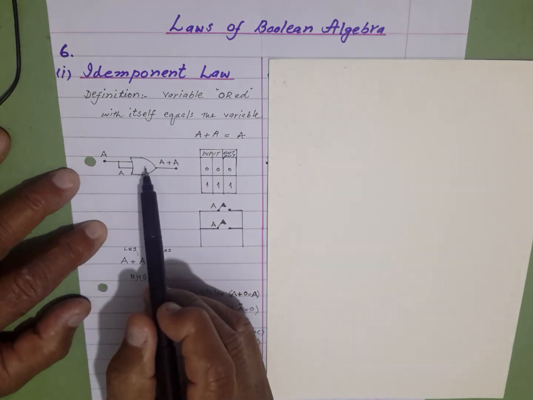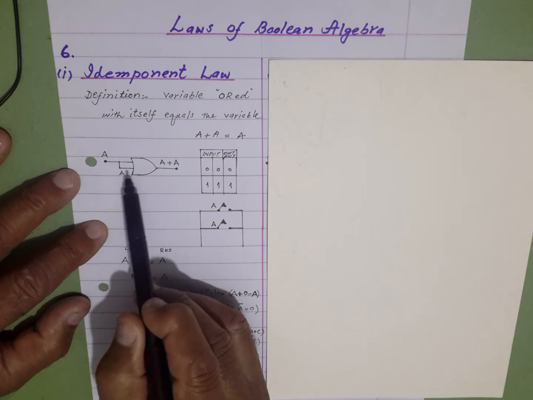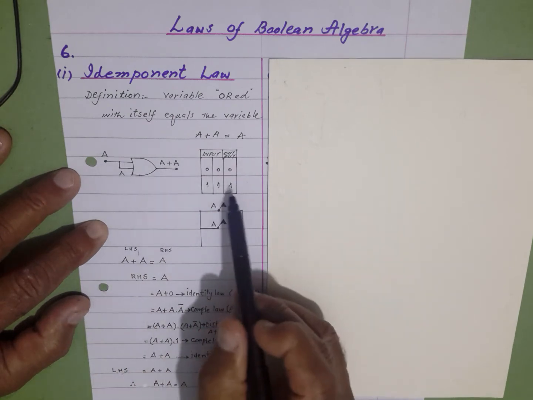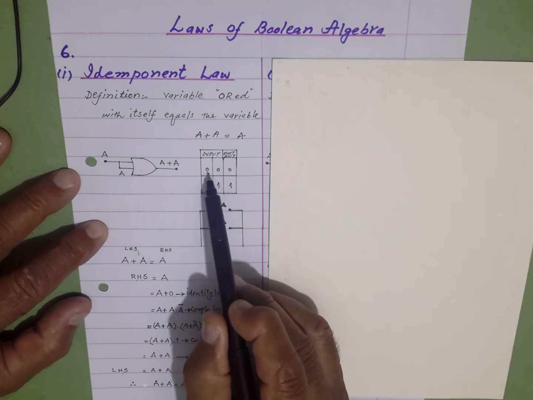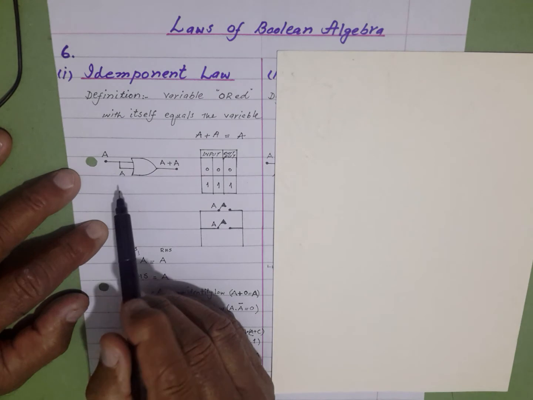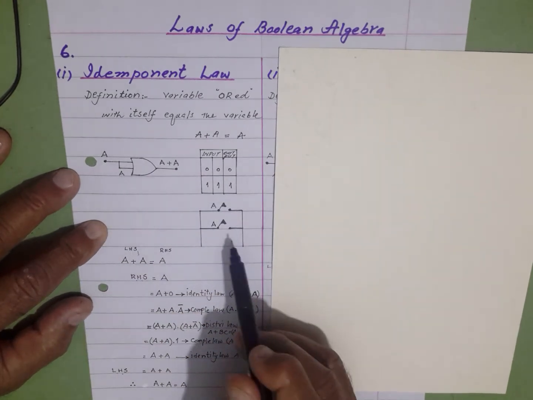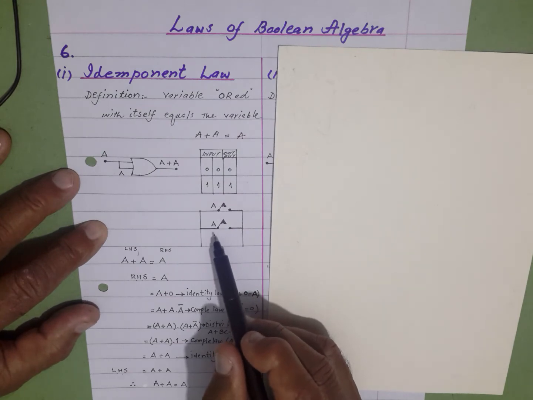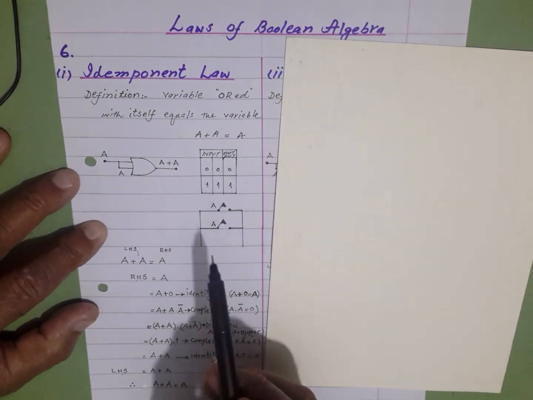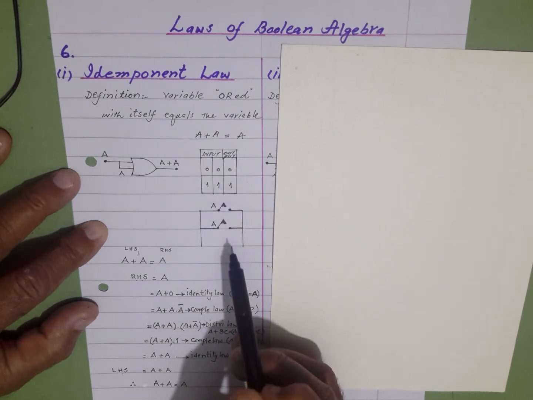This is an OR gate. The same input is applied to the second terminal. The output is A OR A. Truth table: when both the inputs are 0 0, the output is 0. When both the inputs are 1 1, the output is 1. It can be represented by switches in parallel. When both switches are open, that means 0 0, the output is 0, no current flowing. And when both switches are closed, 1 1, the output is 1.